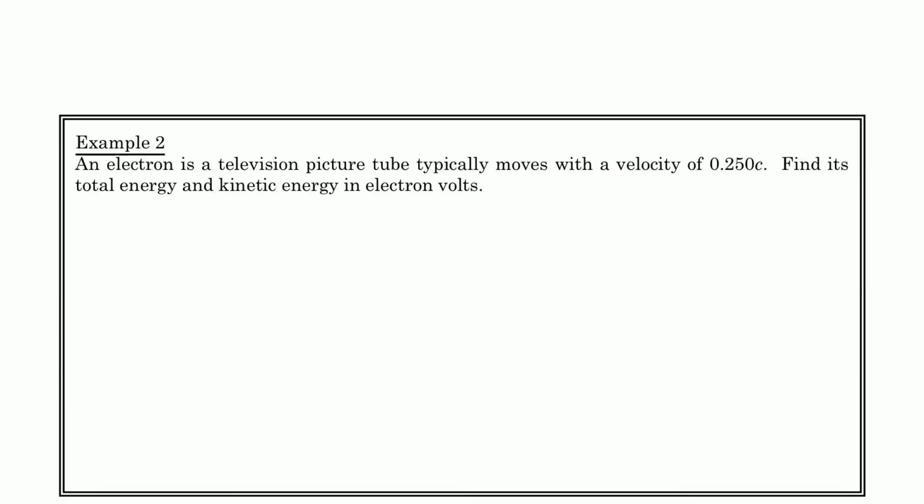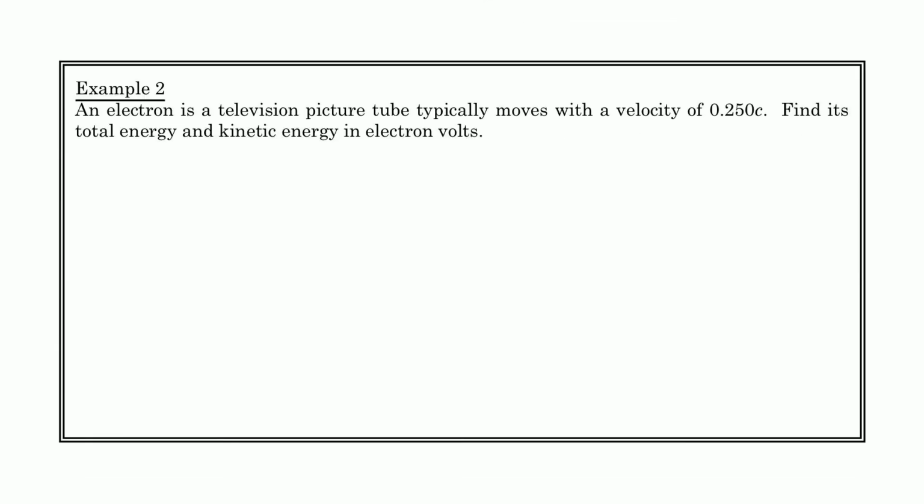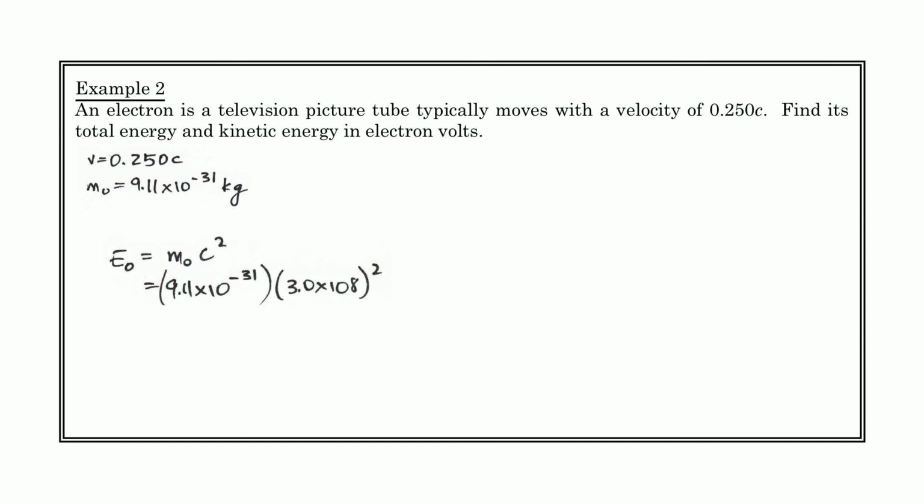So let's take a look at this. An electron in a television picture tube typically moves with a velocity of 0.25 c, so a quarter of the speed of light. What's its total energy and its kinetic energy in electron volts? Well, we know the speed that it's moving at, and we know what its rest mass is. And so we can find out its rest energy, E naught, by saying m naught c squared. And this translates to 8.199 times 10 to the minus 14 joules.